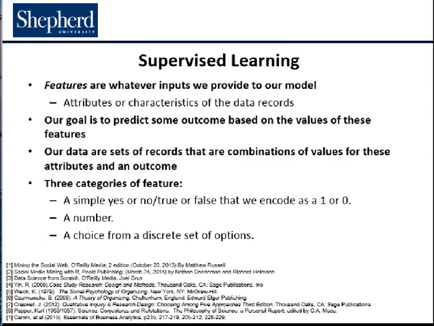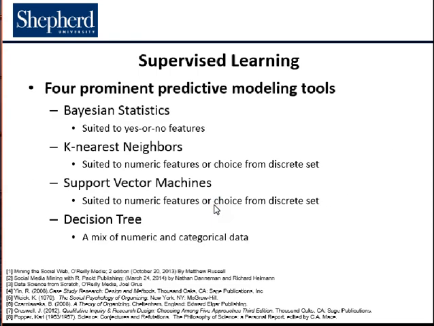Features are the inputs that we provide to our model. Our goal is to predict an outcome based on the values of these features. There's three categories of features. A simple yes or no, true, false that we can encode as a 1 or a 0. It could be numbers, or it could be a discrete set of options that we make a choice from.